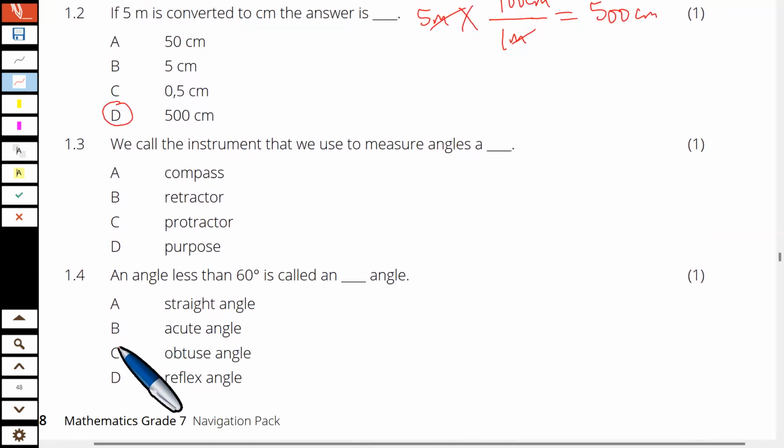In 1.3, we call the instrument that we use to measure angles. What do we call that instrument that we use to measure angles? Is it called a compass? Is it called a retractor? Is it called a protractor? Is it called a peppers? What do you think?